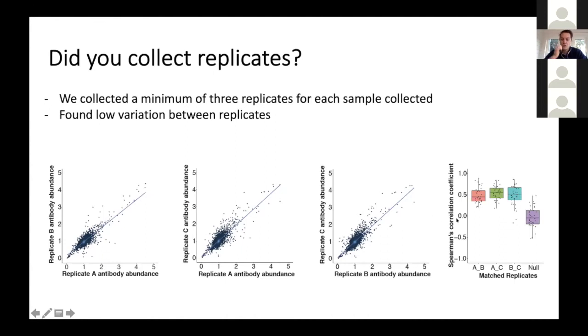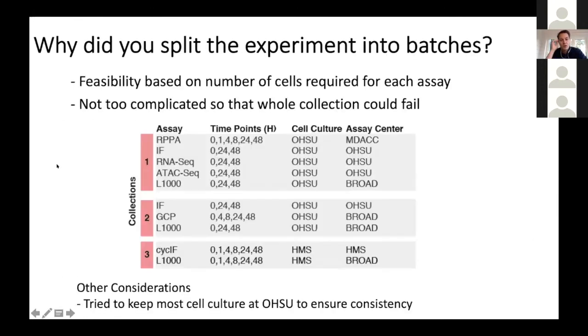You can see those replicate correlations graphed on the panel on the right here, in addition to a kind of null where we're randomly matching antibody responses. So the data itself is relatively biologically robust, in that we did collect multiple replicates, and those replicates are well aligned.